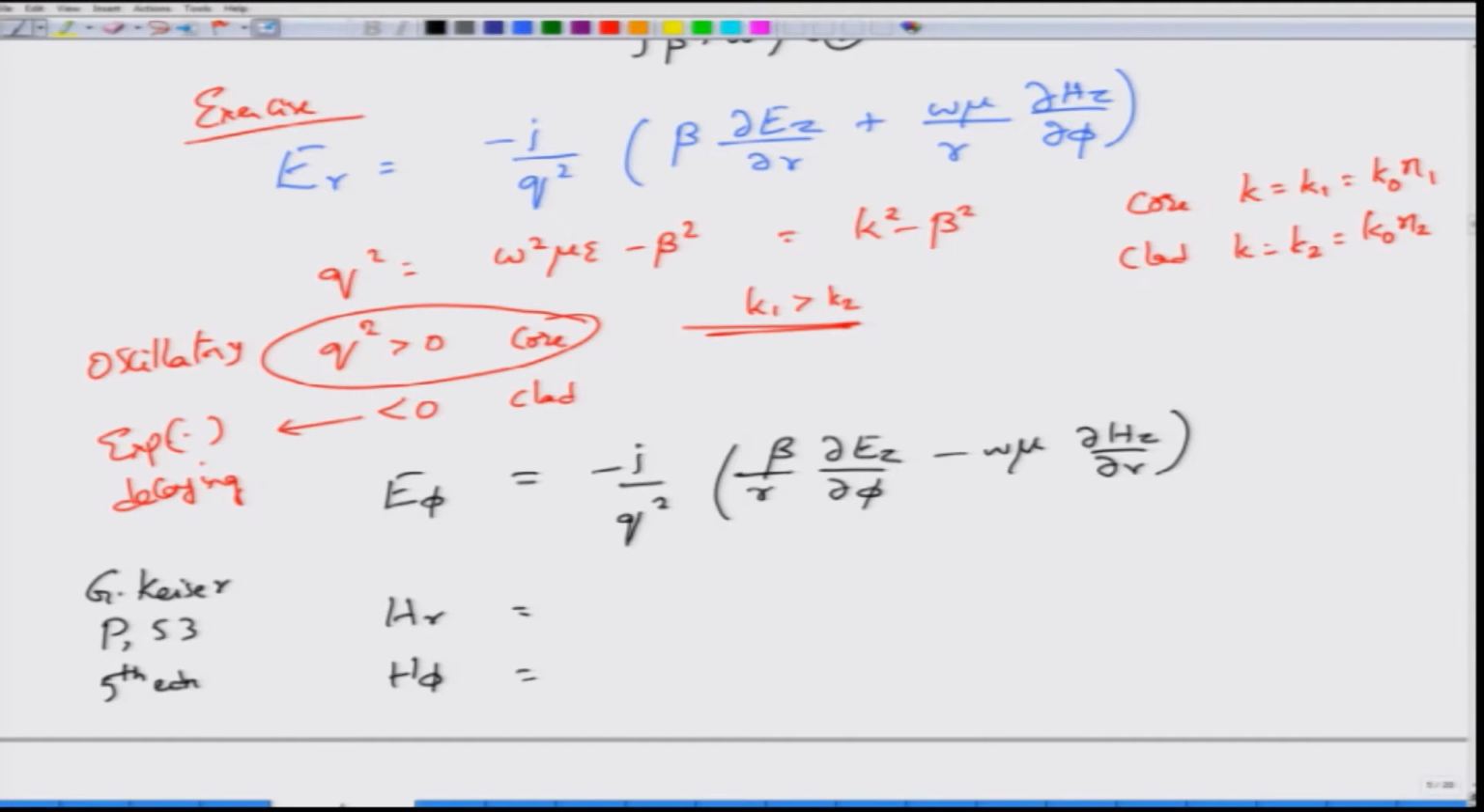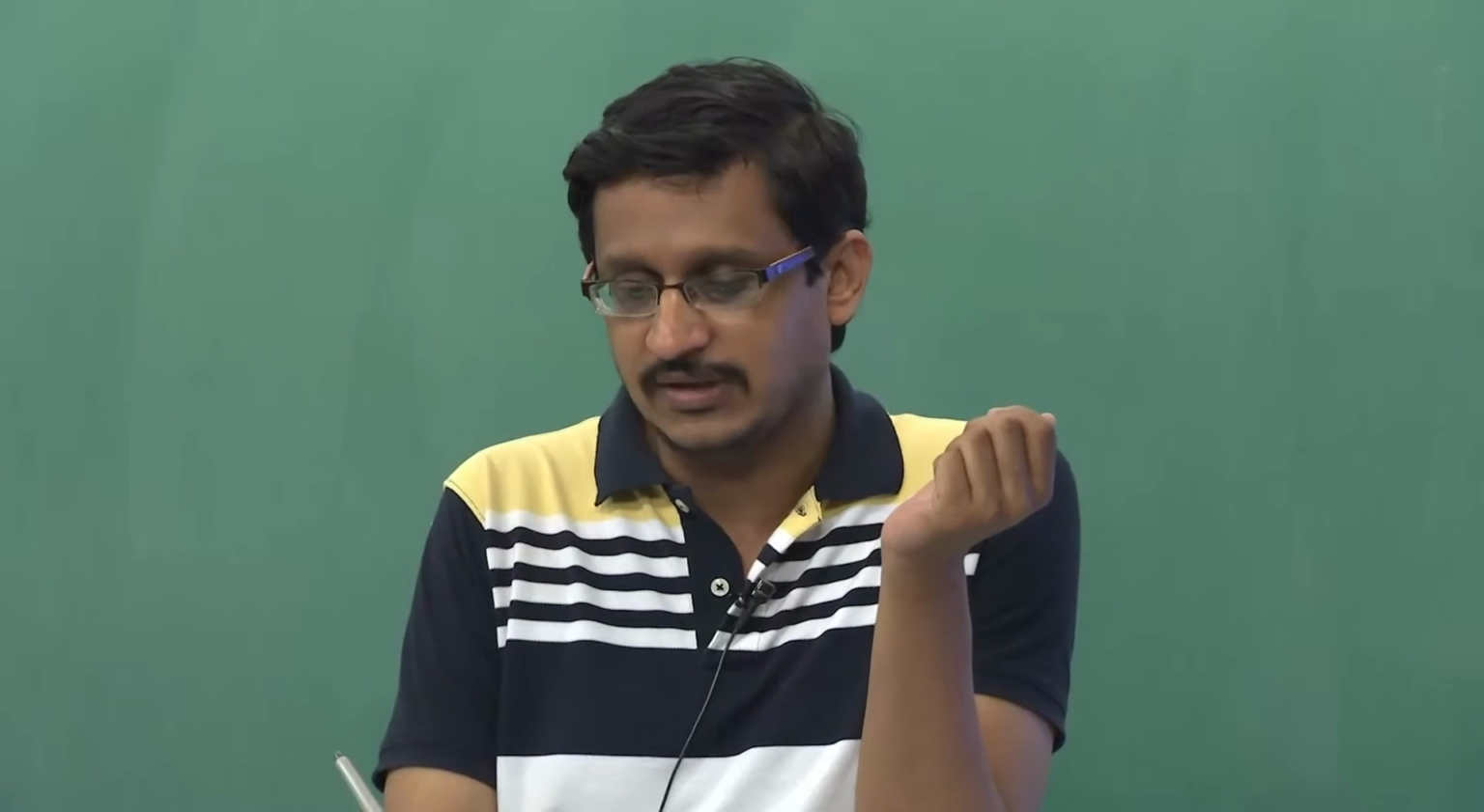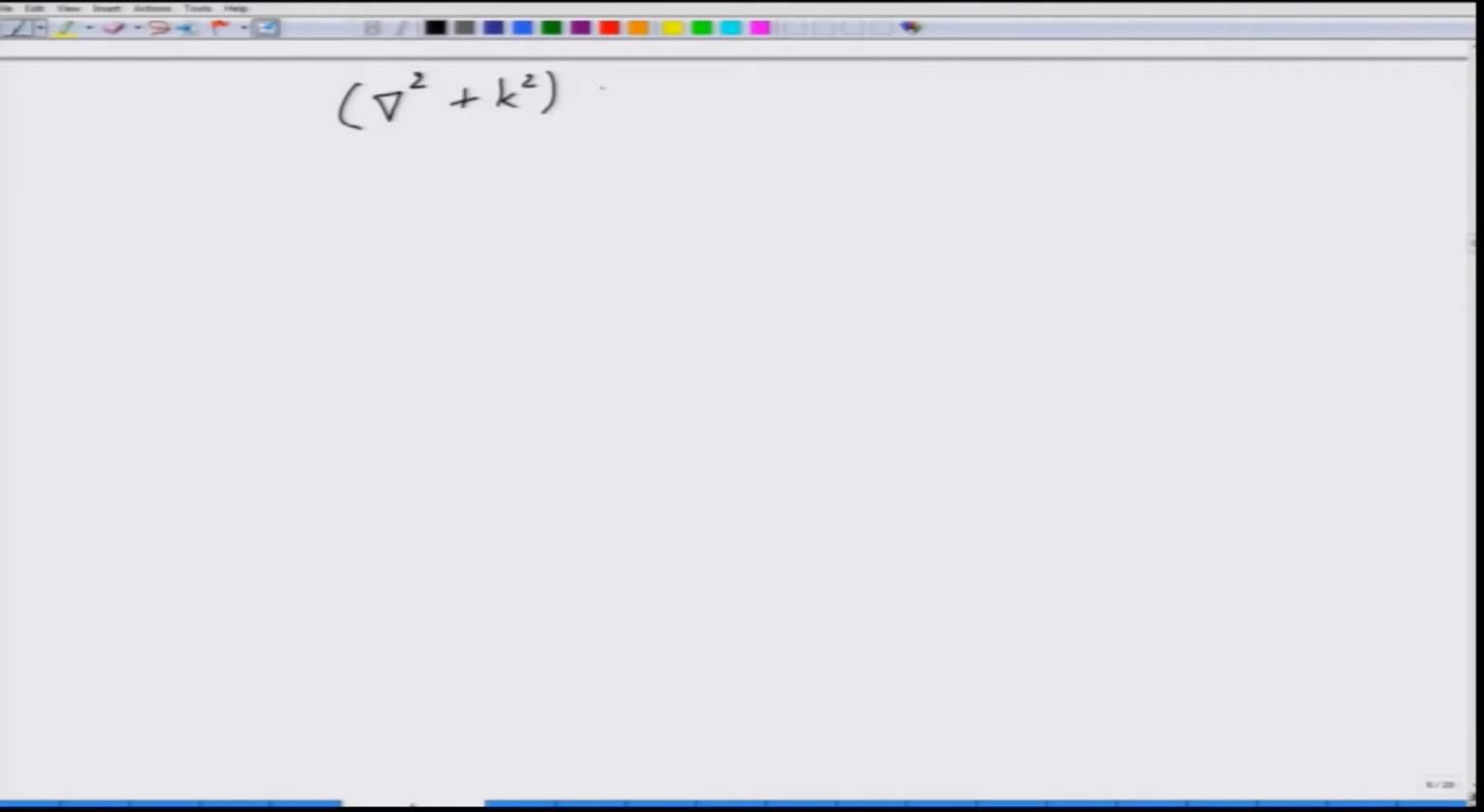But what about step 3? Well, I need to know what step 3 is. Step 3 comes from solving the Helmholtz equation, that is del square plus k square into Ez or Hz equal to 0, except that you now need to write this del square in the cylindrical coordinate system, which again is a little bit of a problem. So you will have to get the expressions for the cylindrical coordinate system. I will just give you the solution here.